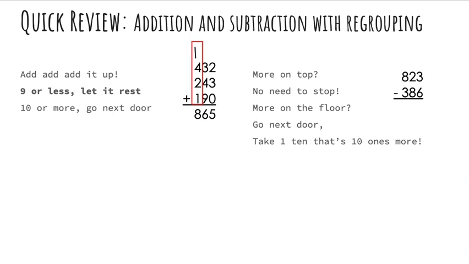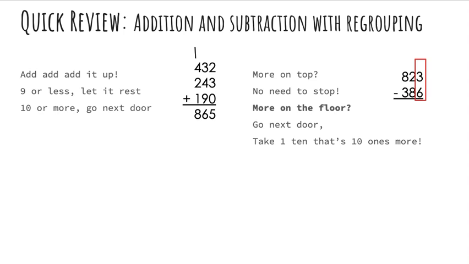All right, let's move over to our subtraction. I wonder if you remember where we have to look in our subtraction problem when we start. We're going to look in our ones place. And I want you to look at these two digits in our ones place and think, is there more on the top or is there more on the floor? 6 is more than 3, and so there is more on the floor. When there's more on the floor, we go next door.